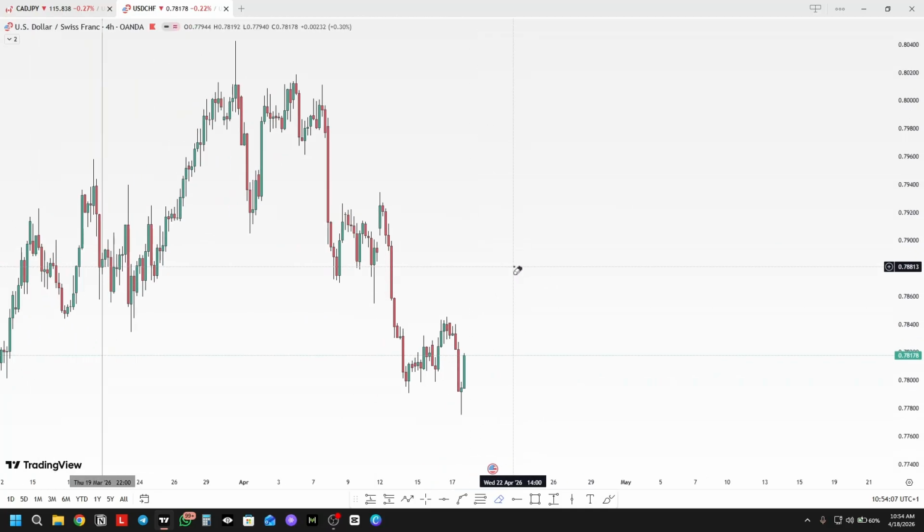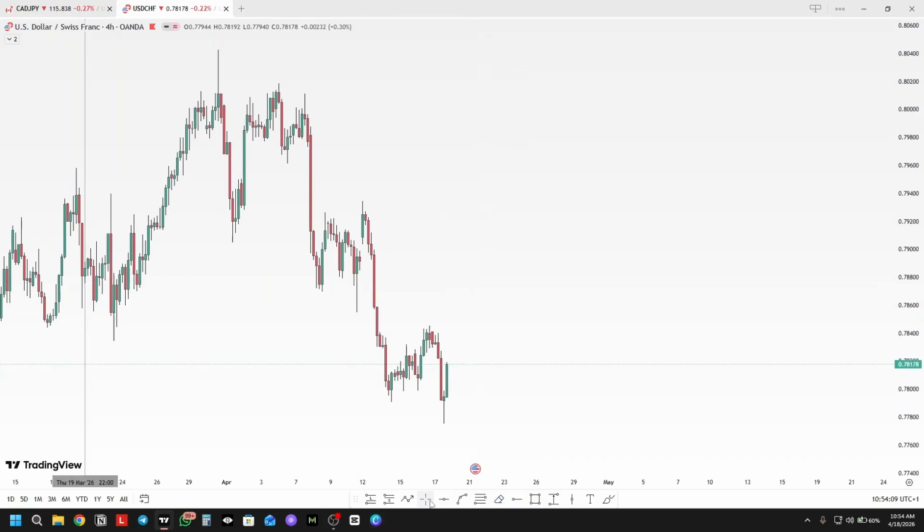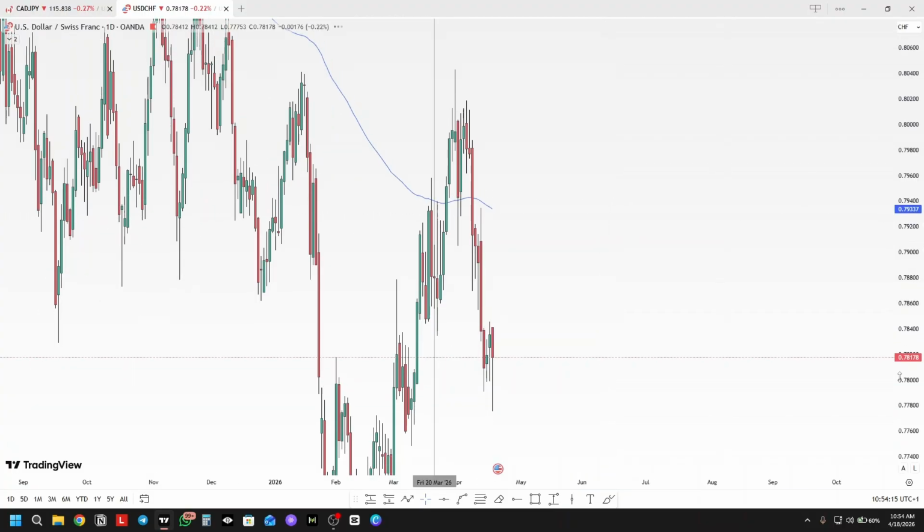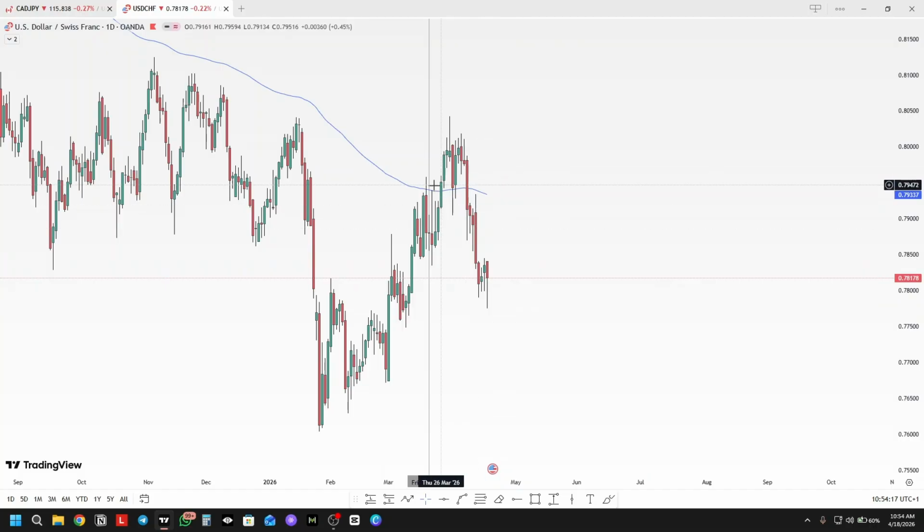Let's look at USD CHF. The rule also applies. First things first, go to the daily time frame. And the trend, where is price actually? Price is below the 150 EMA, which signifies to me that price is bearish. Price wants to go lower. Are you following me?